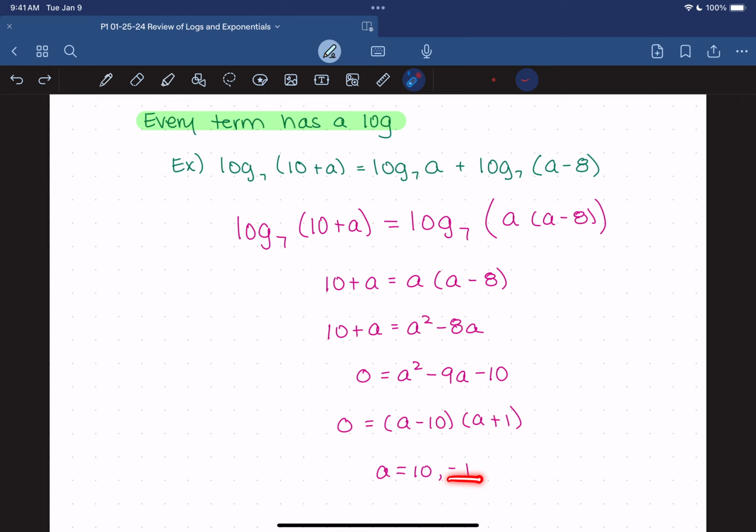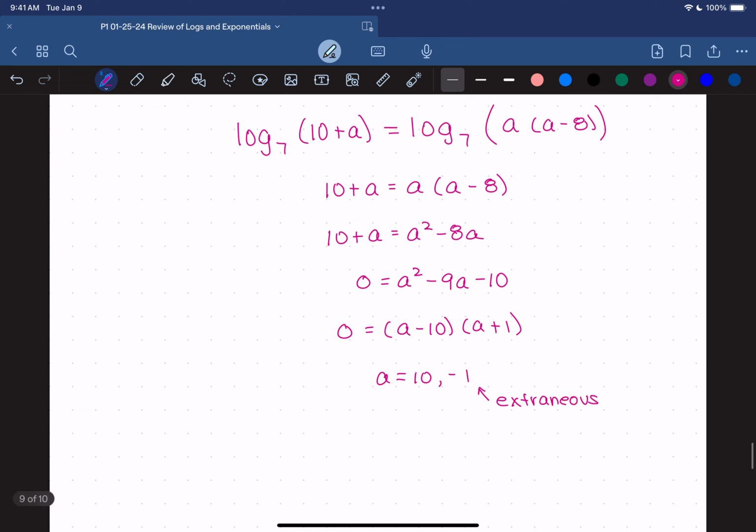If I try negative 1, 10 plus negative 1 is positive. Uh-oh. Negative 1 will make this negative. It's going to make this argument negative as well. Once it makes one argument negative, it is extraneous. That is not part of your answer. So in this case, our only solution is a equals 10. So you just have to remember to check for that.